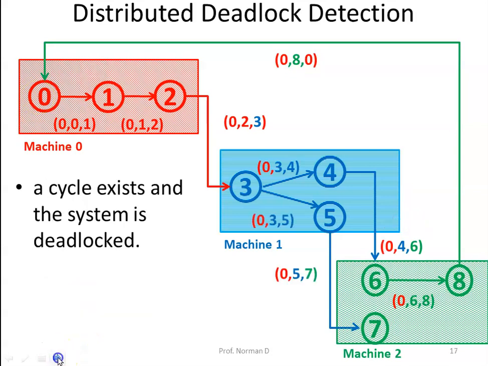So now in this case what happens is there is a cycle, okay, from 0 to 1, 1 to 2, 2 to 3, 3 to 4, 4 to 5, 4 to 6, 6 to 8 and 8 to 0. There is a cycle. So now when there is a cycle in the system, we say that the system is in a deadlock state. So this is how we detect a deadlock using the Chandy-Misra-Haas algorithm.